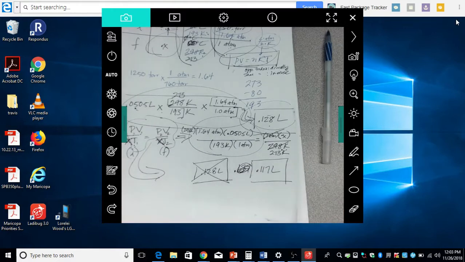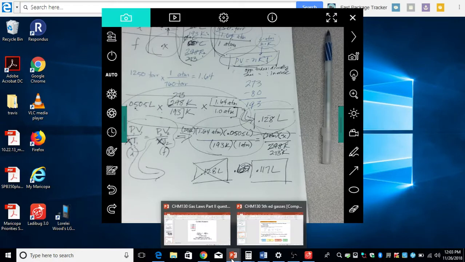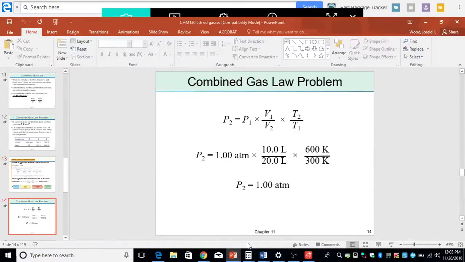All right. Small change in our paradigm. Let's see here. I know there's another good problem on the PowerPoint. Let's see if I can find it here. There it is.